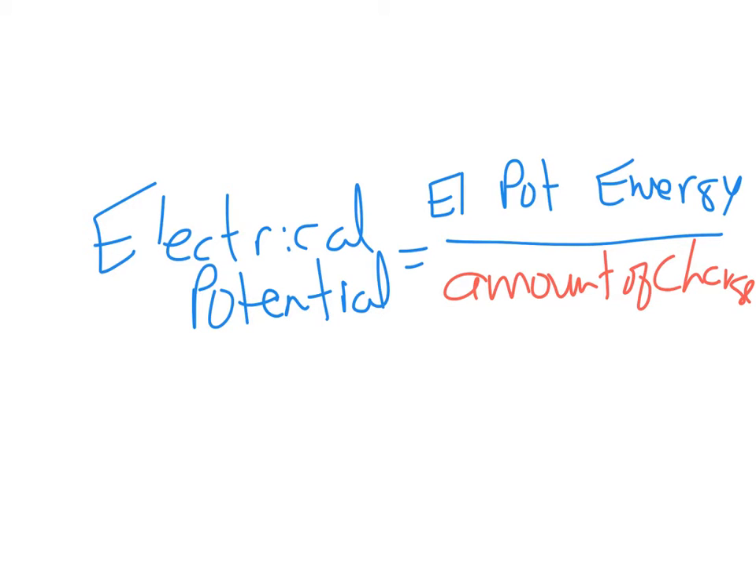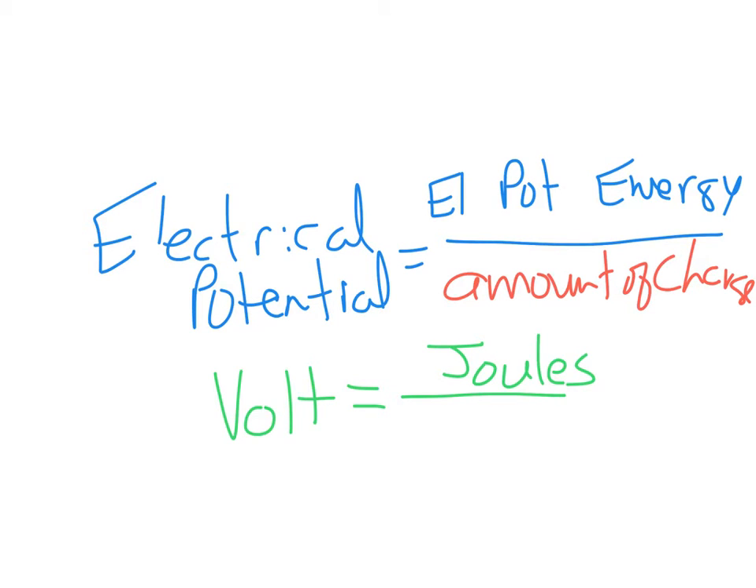Now, so let's take a look at a couple of things here. This electric potential is going to have a new fancy name. It's going to be volt. Our voltage is going to be equal to our amount of energy, which is in joules, divided by our amount of charge, which we mentioned earlier is a coulomb. So our voltage is equal to our electrical potential energy, in joules, divided by our charge, in coulombs. Okay, so that's something we can work with now.